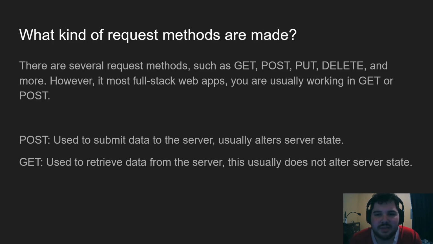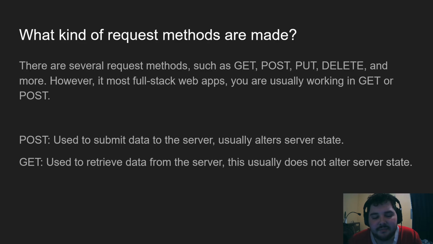So, what kind of request methods are made? Well, there are several request methods, and I believe right now there are actually 9. But some of these request methods include, but are not limited to, GET, POST, PUT, and DELETE. However, in most full stack web apps, you are usually working with GET or POST. However, don't be surprised if you ever have to work with others.